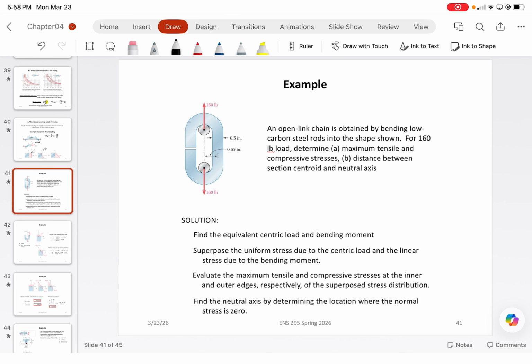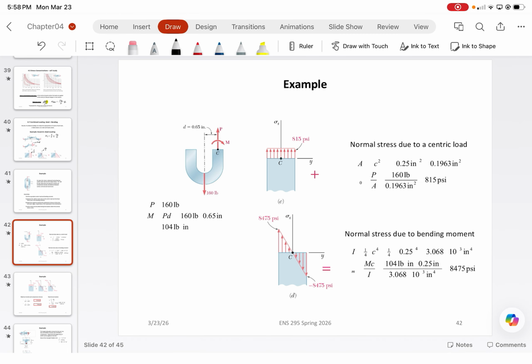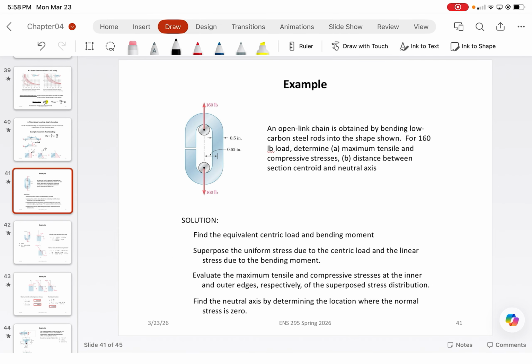All right, so just really quickly, let's go into a quick example with this where we have a chain. It's subjected to a 160-pound force. And assuming that all of the load is transferred directly through the right-hand side, since you can see it's broken here, there shouldn't be any load transfer occurring through here. You make an assumption that all of the load is going through here.